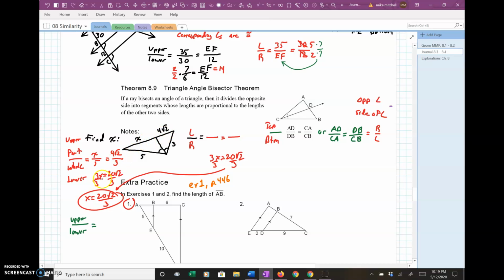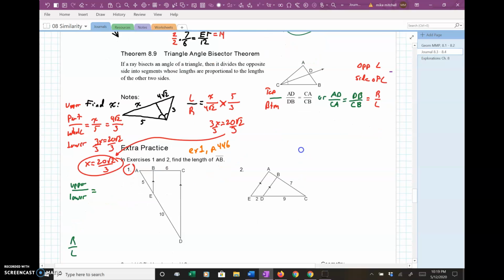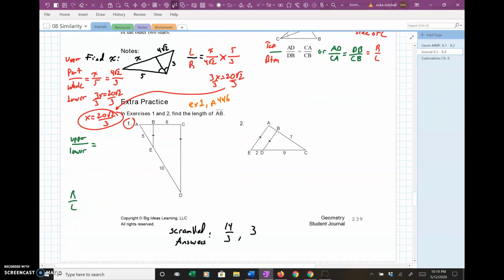Cross multiply, 3x equals 20 root 2. Divide, I get 20 root 2 over 3. If I went left to right, I'd get the same thing. Over here I have x to 4 root 2, 5 is on the left and 3. I do my cross multiply, I get 3x equals 20 root 2. I get the same answer. Okay? This is just that top to bottom, right to left example again. So, down here.